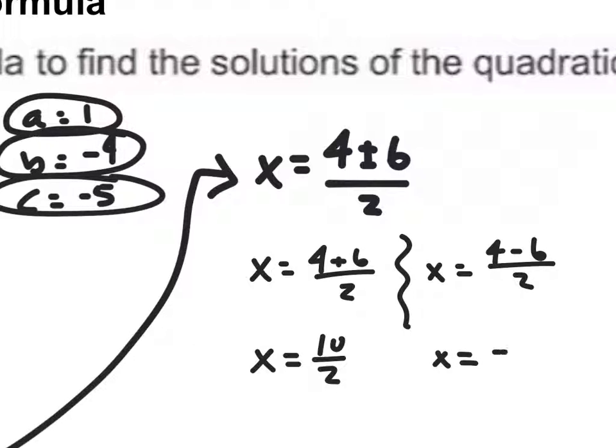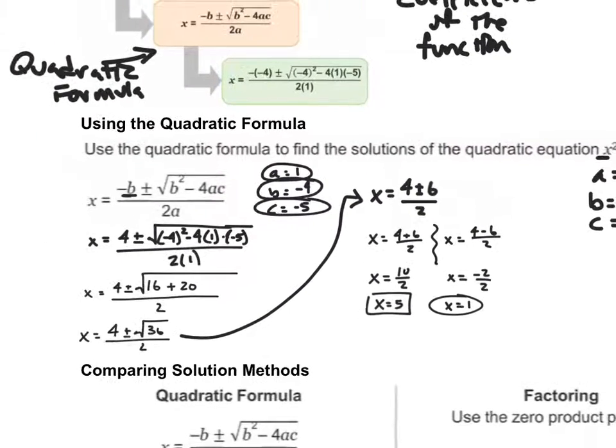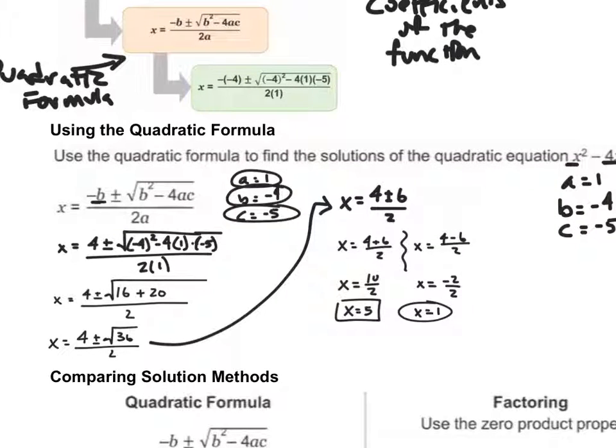4 minus 6 is going to give me negative 2 over 2. So here I've got that x is equal to positive 5 and x is equal to 1. Okay? So this is just another way for us to solve quadratics. Remember, we could solve them by factoring, we could solve them by completing the square, but now we have this third method called using the quadratic formula.